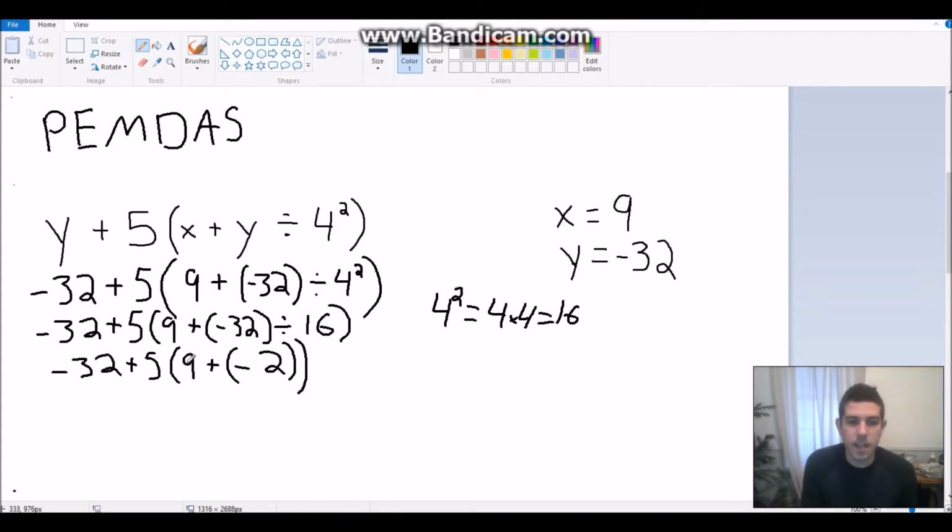Alright, so finally inside of the parentheses, 9 plus negative 2. Different signs, find the difference. Who wins? Positives win by 7. Alright, write the rest of the problem. I still have this in parentheses. So I'm done with all this action that was inside the parentheses and I got 7.